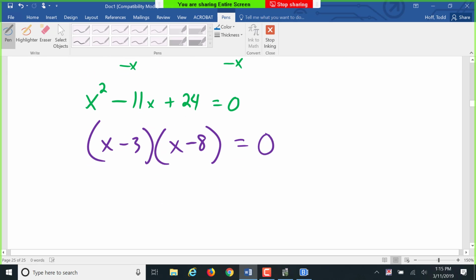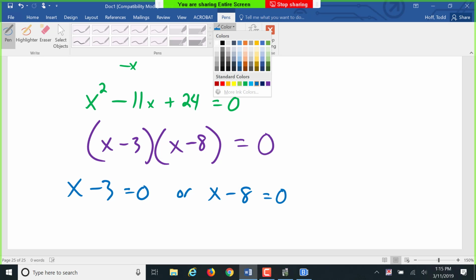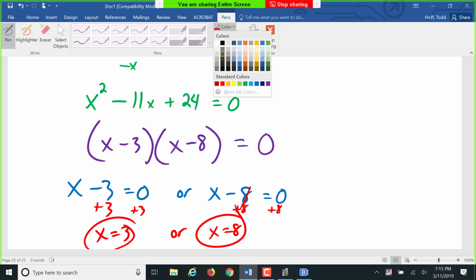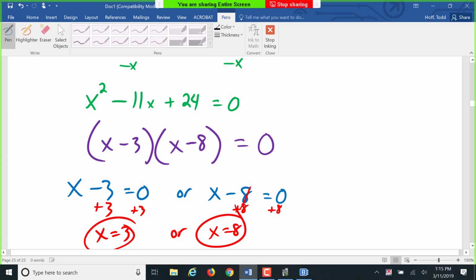Of course, we split that. X minus 3 equals 0, or x minus 8 equals 0. And of course, we'll add 3. X equals 3, or we add 8. X equals 8. Both of those should work if we double check them back in the problem. Perfect. Any questions?